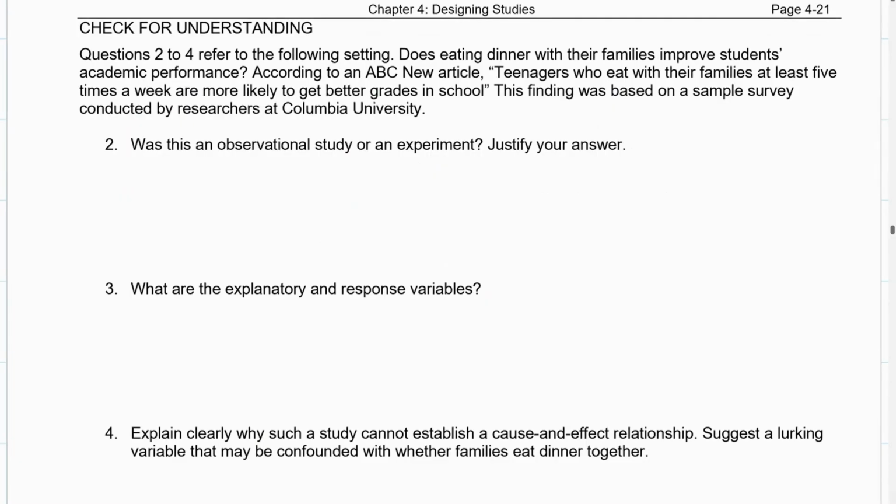Questions 2 through 4 refer to the following settings. Does eating dinner with families improve students' academic performance? According to an ABC News article, teenagers who eat with their families at least 5 times a week are more likely to get better grades in school. This finding was based on a sample survey conducted by researchers at Columbia University. Was this an observational study or an experiment?